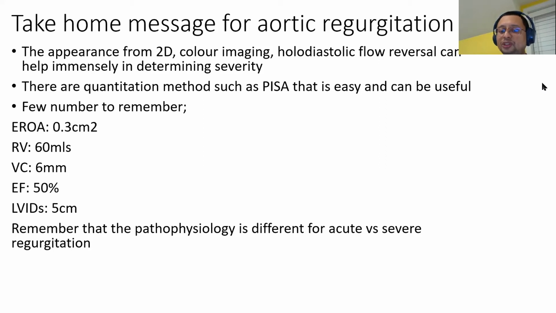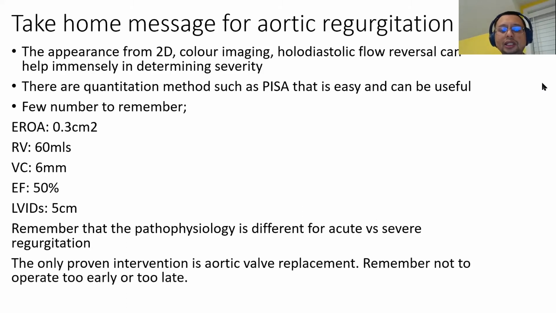Remember, the pathophysiology is different between acute and chronic severe regurgitation. The only proven intervention is aortic valve replacement. Remember not to operate too early, but at the same time remember not to operate too late, in patients with severe aortic regurgitation.